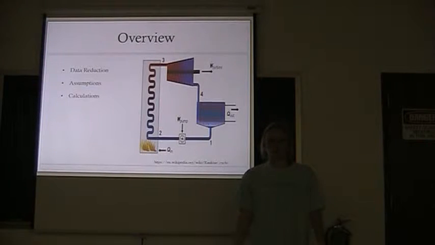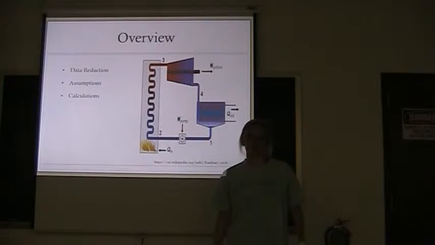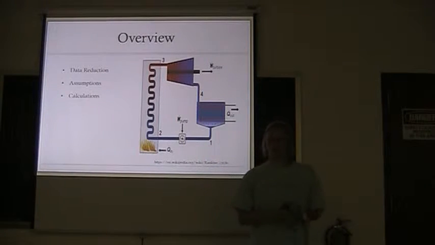So here's basically an overview. I'm going to talk to you about the data reduction, the assumptions that I used to try and do some calculations, and then the calculations themselves. This is just a little reminder of what the Rankine cycle is: 4 basic components: pump, boiler, turbine, and condenser.